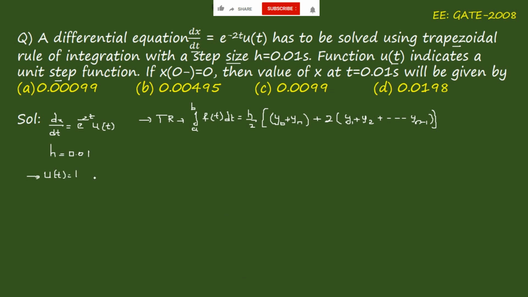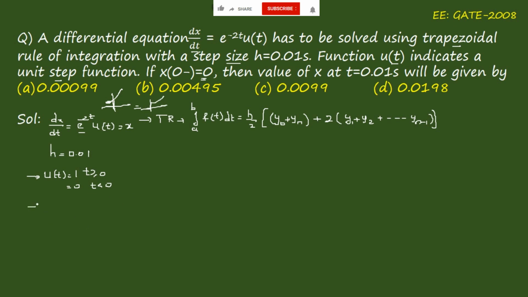So u(t) is equal to 1 for t greater than or equal to 0, and it is equal to 0 for t less than 0. Again they are given that x(0-) is nothing but 0. If you draw this e power minus 2t graph, we will be getting it in somewhat this format, right? It is 0 from the axis, below it the value is nothing but 0, so we get the graph in this particular format.